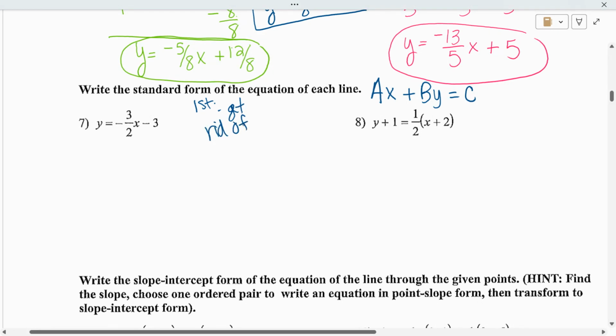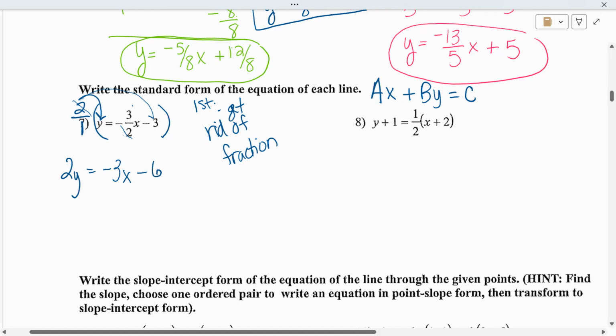How am I going to get rid of this fraction? Yeah, we're going to multiply everything by the denominator. So I'm going to multiply by 2. I'm going to write it as 2 over 1. 2 times y is 2y. 2 over 1 times negative 3 over 2, those just cancel out. That's why we multiply every term by the denominator. And 2 times negative 3 is negative 6.